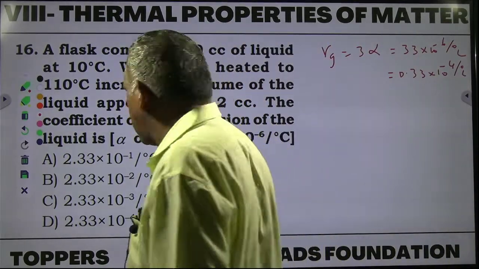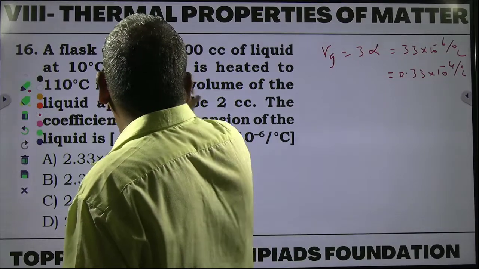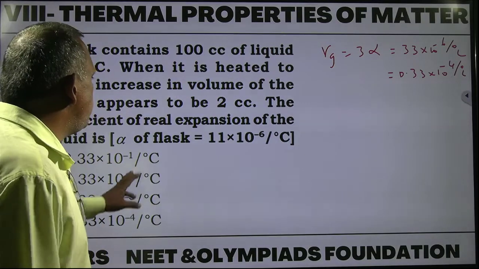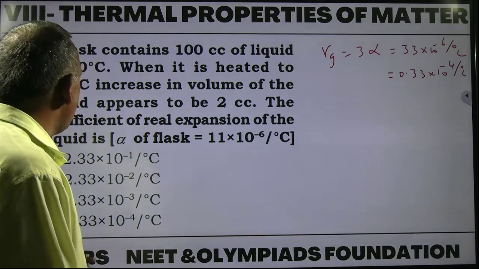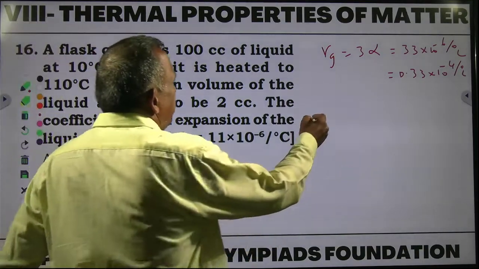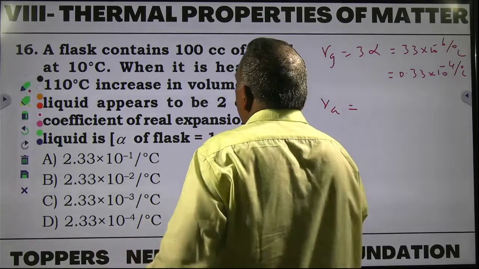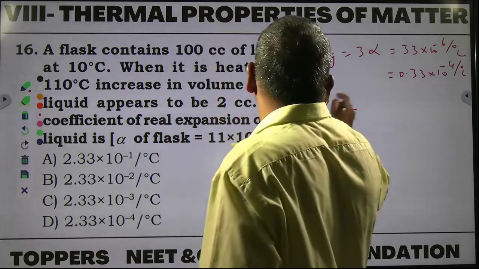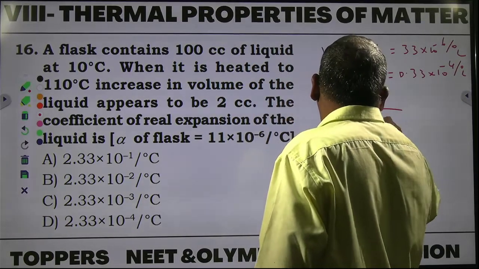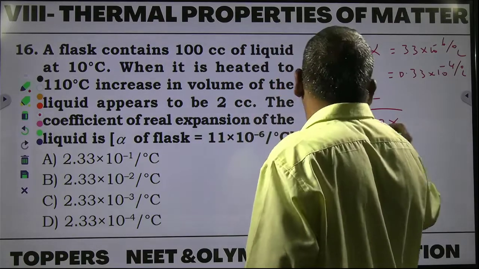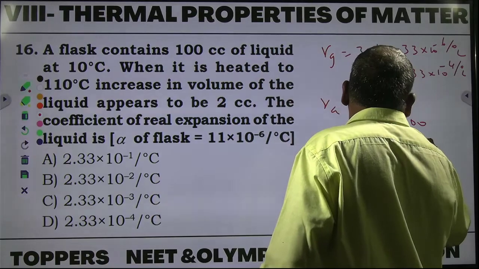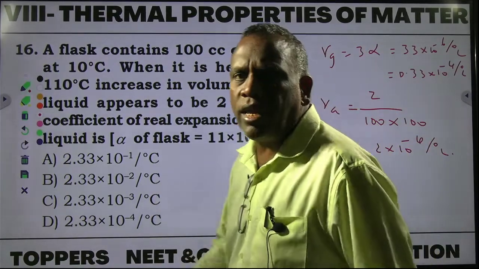Once you got this, now the increase in the volume of the liquid appears to be 2 cc. The increase in volume is given as 2 cc. So we have to find gamma A. Gamma A equal to change in volume per original volume. Change in volume is 2 cc, per original volume is 100 into change in temperature, that is again 100. So that becomes, if you observe carefully, 2 into 10 power minus 4 per degree centigrade. This is the gamma A value.